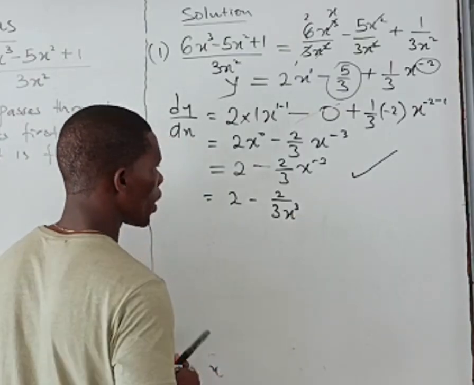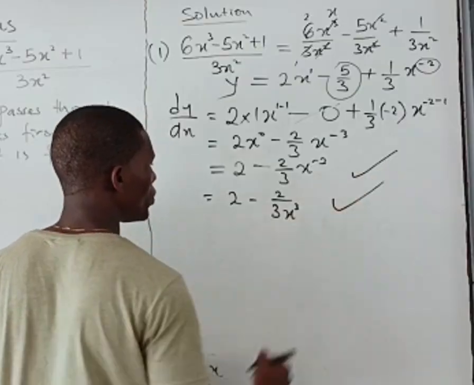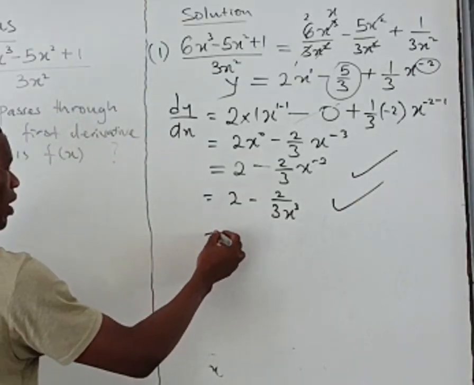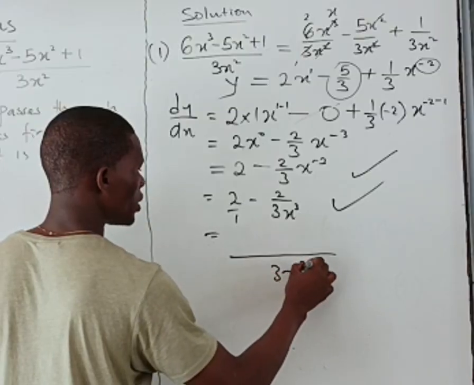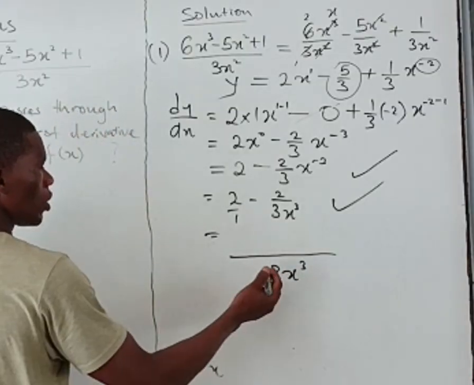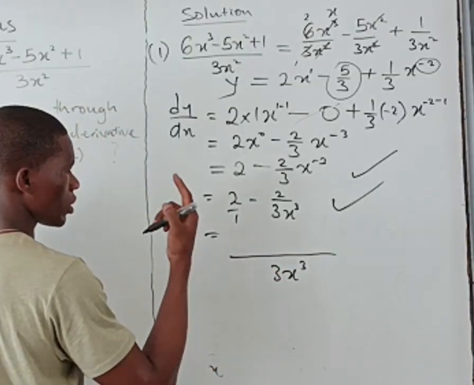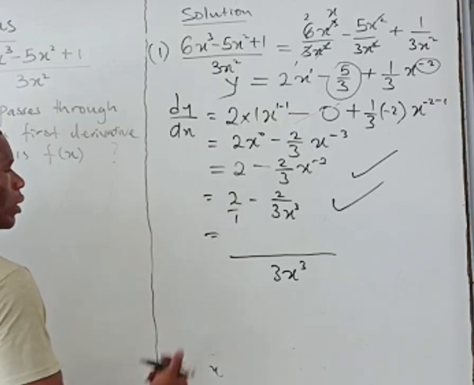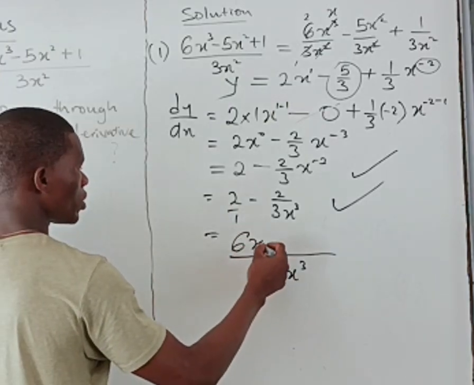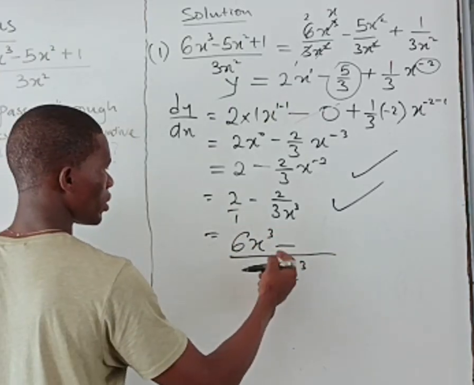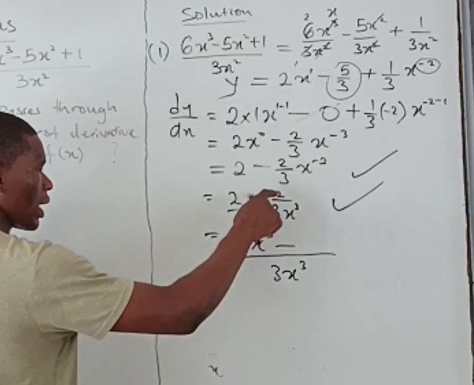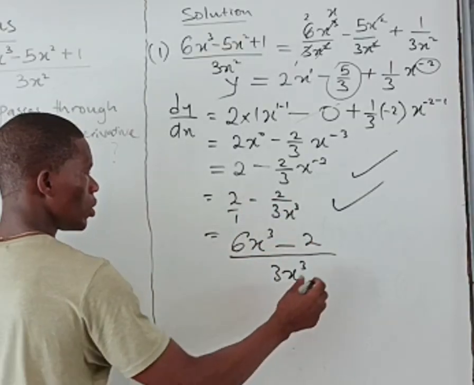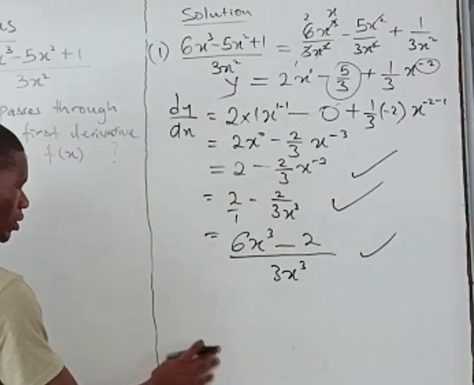Alright, so our answer can also be this one, and we can simplify further and we find the LCM. We have 3x raised to power 3. So 1 in 3x raised to power 3, that is 3x raised to power 3, then multiply by 2, that is 6x raised to power 3 minus 3x raised to power 3. 3x raised to power 3 is 1, then times 2, we have this. So this can be our answer.